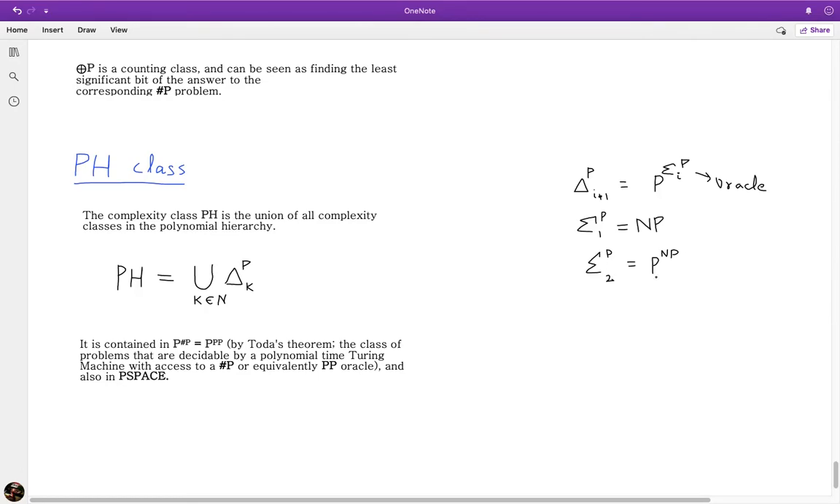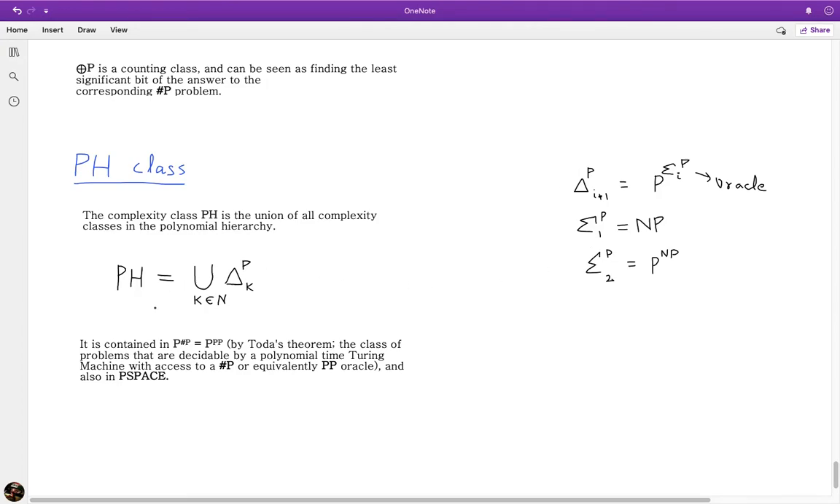Similarly, we consider i plus 1 p, where we have a set of problems here, and if we have an oracle for these problems, then they are polynomial time reducible using that oracle. So this forms the set for such problems.